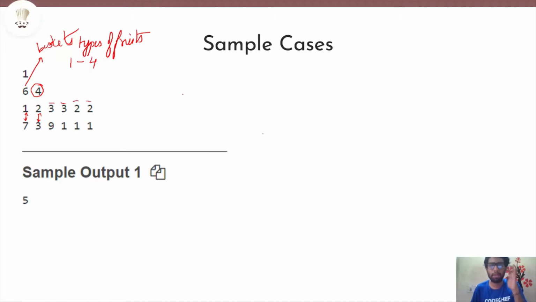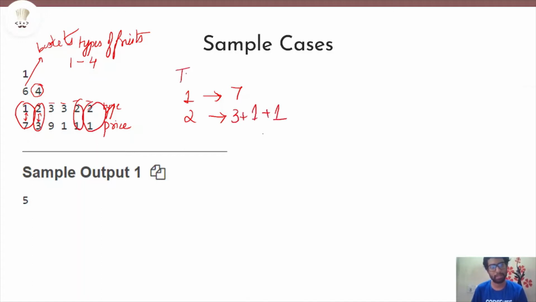If we want to sum up all the prices of fruits of type 1, what will it be? You remember that this is the type of fruit and this is the price of that particular type of fruit. The price of all fruits of type 1 is only 7 because we have only this particular type 1 fruit. Now I want all the fruits of type 2. The total price of all fruits of type 2 will be 3 plus 1 plus 1. This is basically the type of fruit, and this is basically the total price. 3 plus 1 plus 1 is 5.